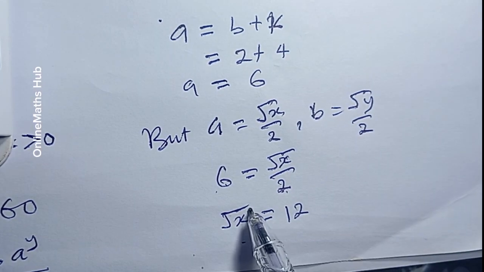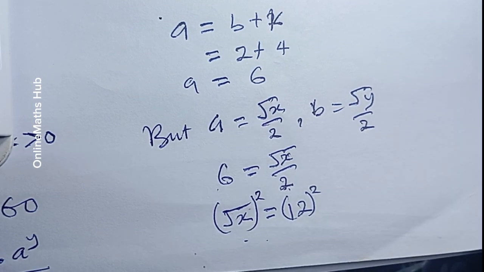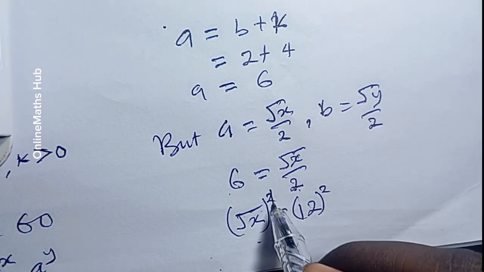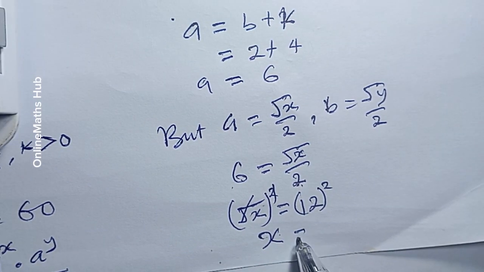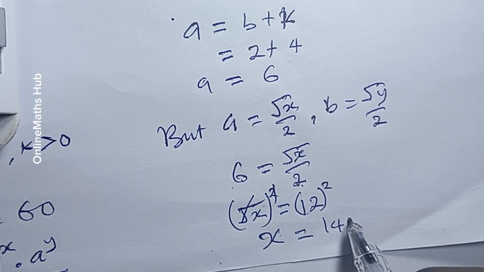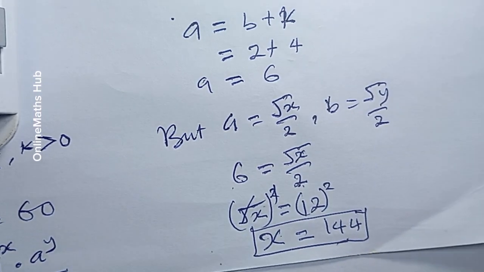Okay, and of course we can take the square of both sides, and if we do that, this is actually going to cancel this. And then of course we have that x is equal to 144. So this is now going to be the value of x, 144.